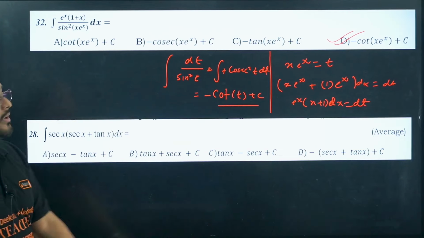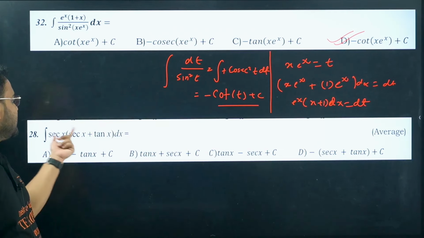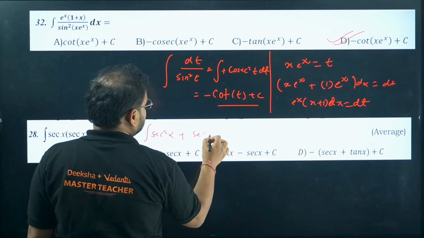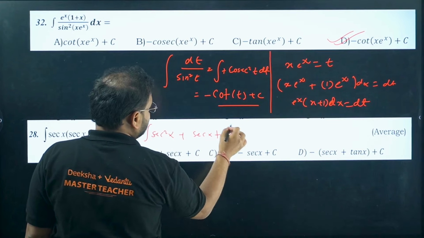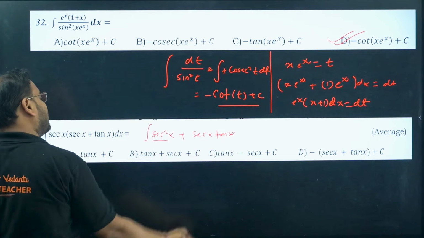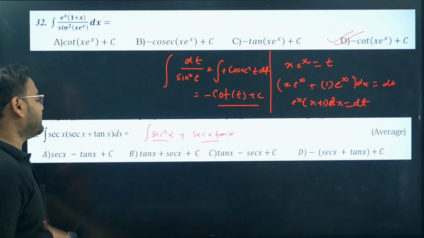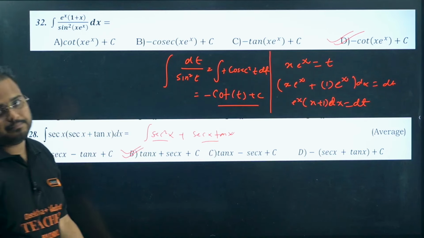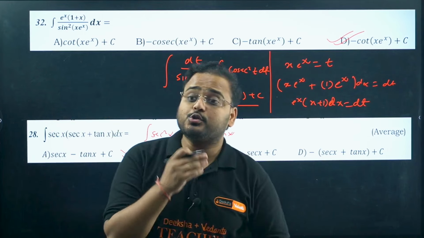All right, so next question, again sec x into sec x tan x is there. Sorry, sec square is there, right? So sec square x plus we have secant x and tan x. Integration of this is going to be tan and this is going to be sec. Answer is tan plus sec, option B. Yes, a question this easy can also come.